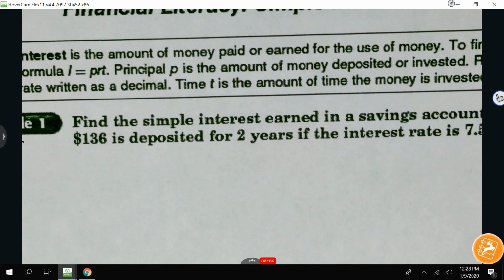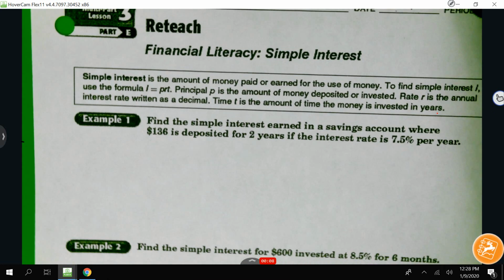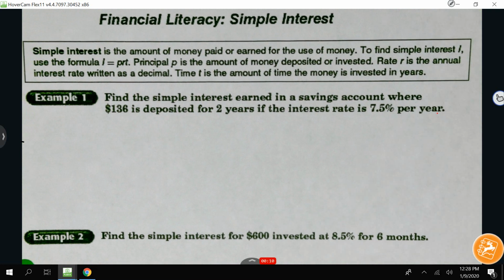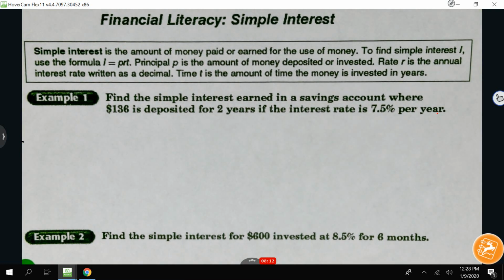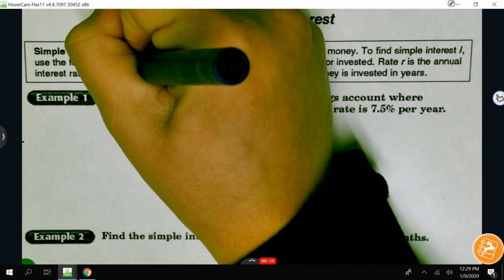So let's look at our definition. It says simple interest is the amount of money paid or earned for the use of money. To find simple interest, which we will denote I, use the formula I equals PRT. Let's put a box around that so we don't forget. So here's our formula.